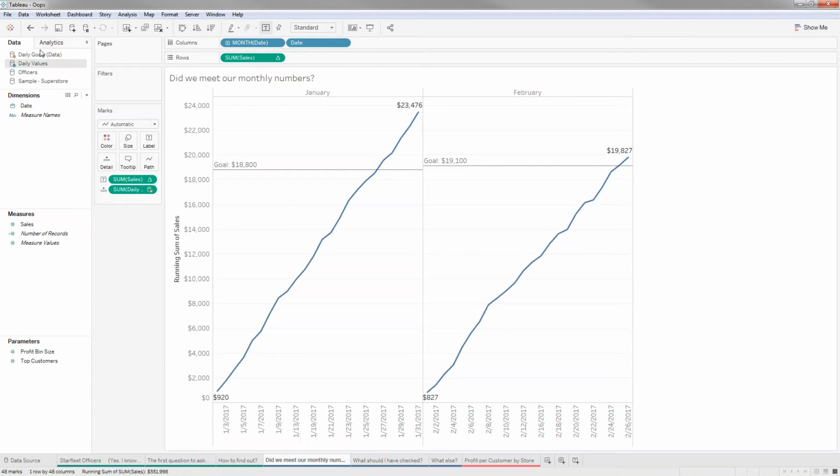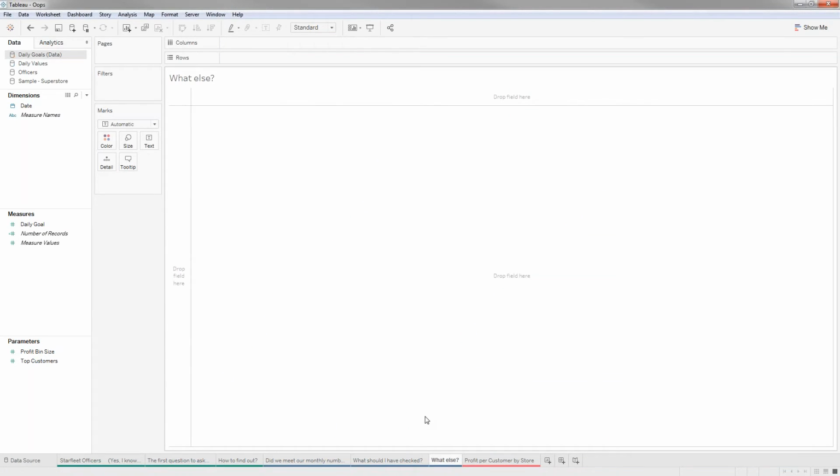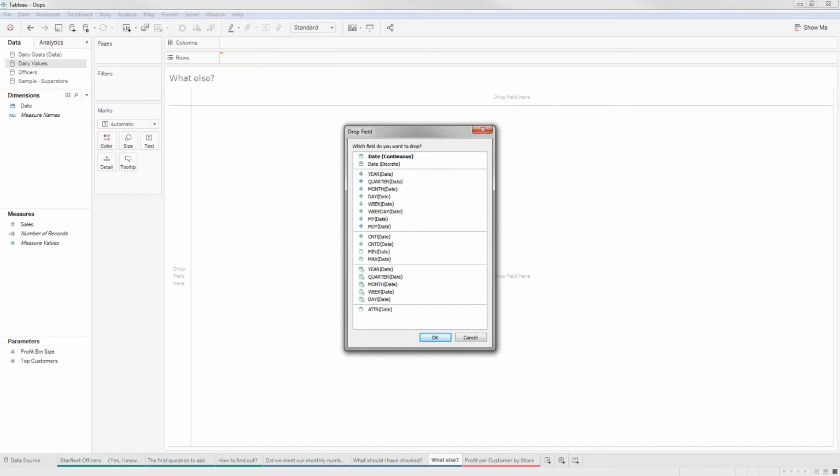Everything looks right. I check my blending. I'm blending on date. I'm getting the right field here, daily goals. The reference line should have added everything up correctly. What did I do wrong? What else should I have checked? Well, one thing you should always check, especially when you're doing blending, but also when you're doing other kinds of analysis, is do you have all the data that you think you have? So this kind of goes back to the data question, but in the course of investigation, I need to be sure that I'm not making any assumptions.